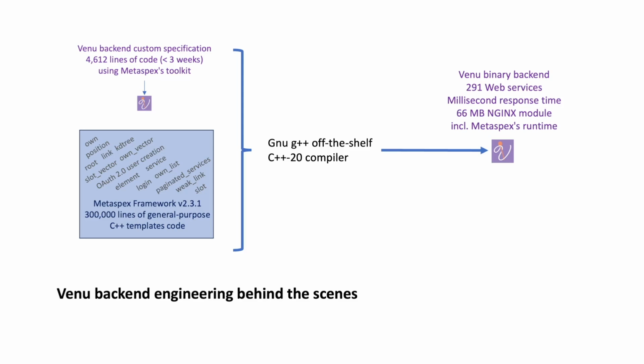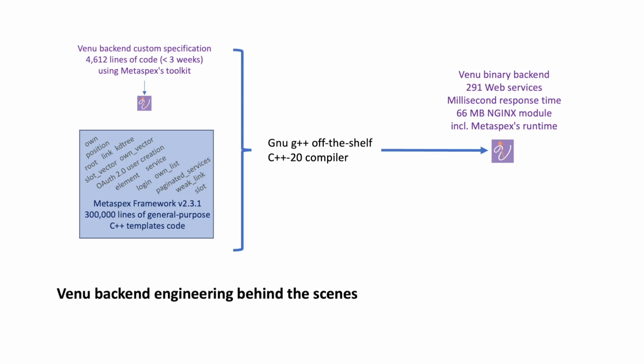A single 66 megabytes binary contains all the 291 web services needed by Venu. The 66 megs binary contains all the Venu backend and also the Metaspex runtime. The backend contains everything for the Venu application. It makes no use of external systems. Map search, messaging between users, check-in into an event, sending emails, texts, and making in-app notifications is contained entirely in the small 66 megabytes binary.